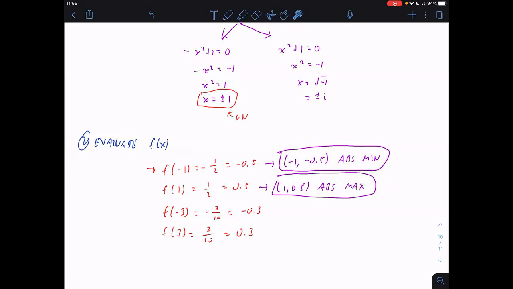And it is possible that 2 or more values of x here will give you the same max or minimum. Okay, if that's the case, then those 2 points will be your max or minimum respectively. So say if f of 3 gave us 0.5, then 3 and 1 will be our 2 absolute maxima. All right, so it is possible to have ties here.